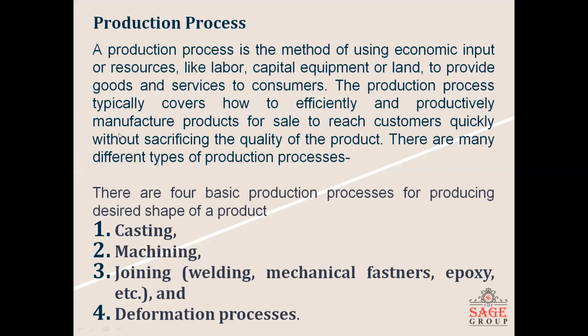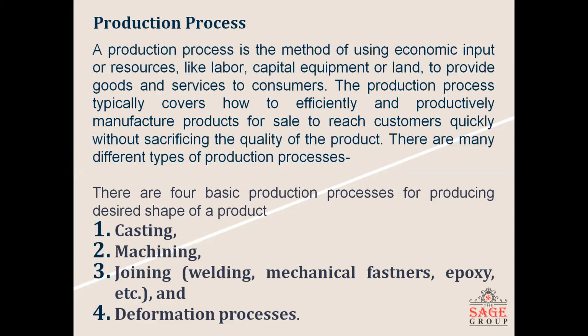So what do you mean by production? First of all, a production process is a method of using economic input or resources like labor, capital, equipment, or land to provide goods and services to the consumers. The production process typically covers how to efficiently and productively manufacture products for sale to reach customers quickly without sacrificing the quality of the product.